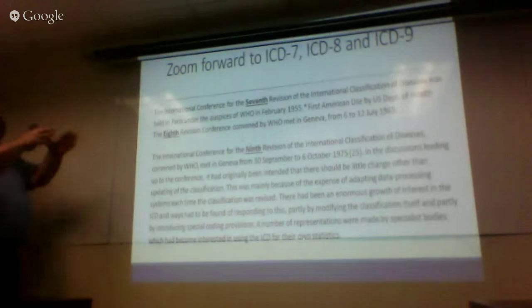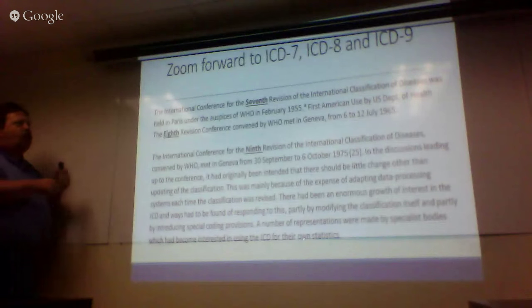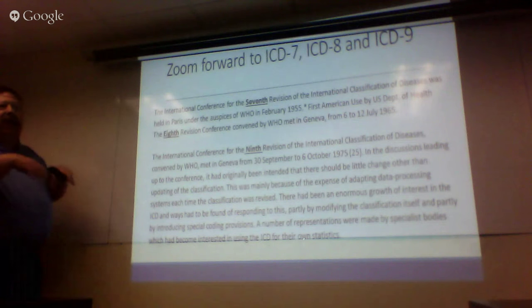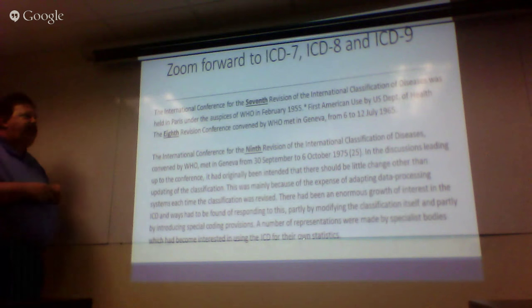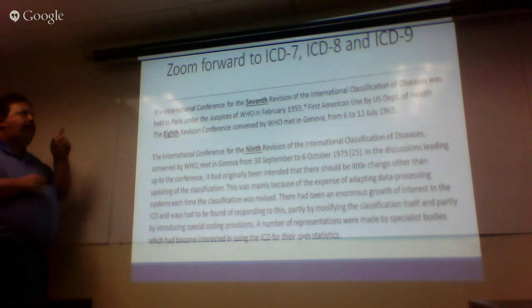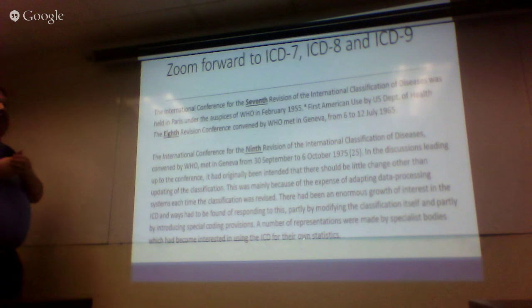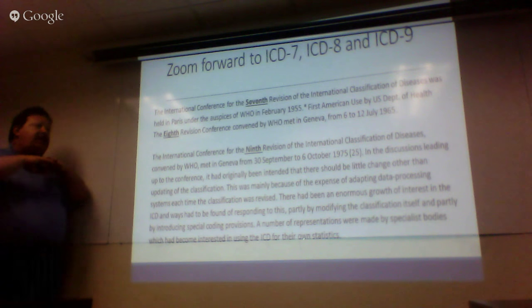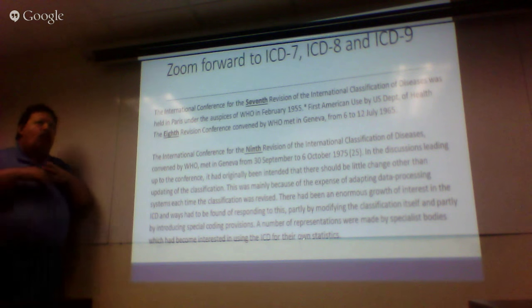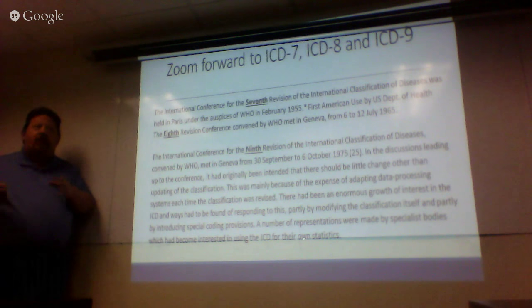So we're going to zoom forward from those initial sets, and we're going to talk about 7, 8, 9, and 10. The 7th revision of the ICD, International Classification of Diseases, was held in Paris, sponsored by the World Health Organization, in 1955. That was the real modernization and looking at using these diagnosis codes for more population health reporting.